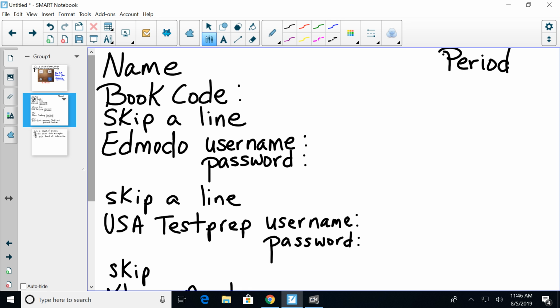All right, so if you don't have your composition book, you can write the information down and transport it when you get one. The very first line on the first page, beside the left margin, you're going to put your name. Beside the right margin, you're going to put your period. So your name goes on the top line on the left, and the period goes on the right.